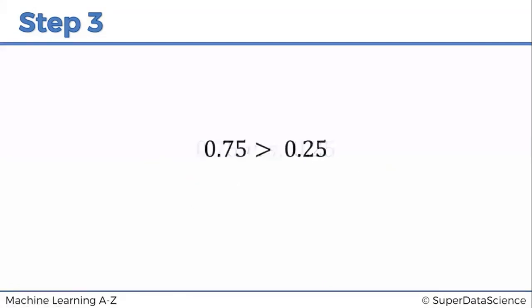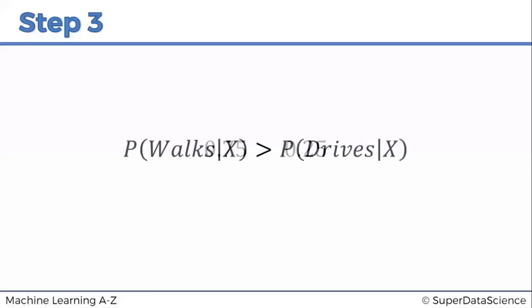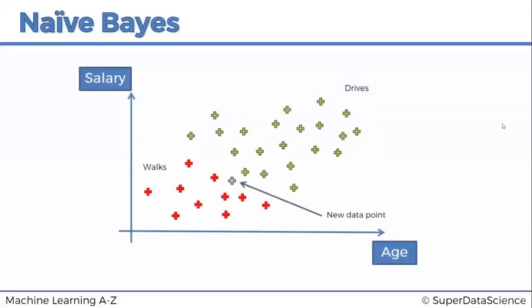So it's 75% versus 25%, and therefore the first is greater than the second, and therefore it is more likely that that person with features X is going to be a person who walks to work than a person who drives to work. So still a 25% chance that that is a person who drives to work, but the chance that it is a person who walks to work is greater, 75%. And therefore, we're going to classify this point as a person who walks to work.